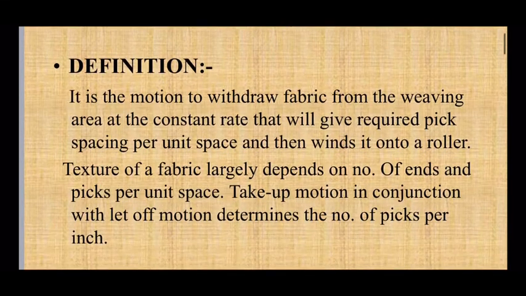Texture of a fabric largely depends on the number of ends and picks per unit space. Means what is the EPI and PPI in the fabric, it is finally going to decide the texture of the fabric. That's why these two parameters are important, and take-up motion in conjunction with let-off motion determines the number of picks per inch. So from these two parameters, PPI is decided by take-up motion, and that's why it is a very important measure as far as texture of fabric is concerned.